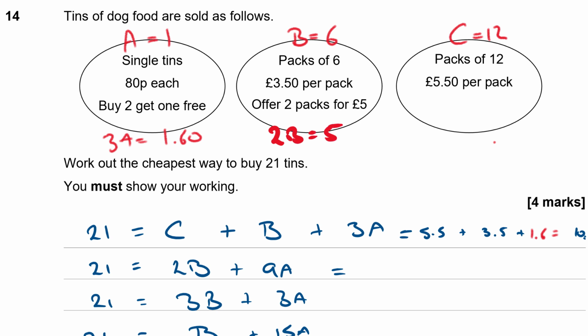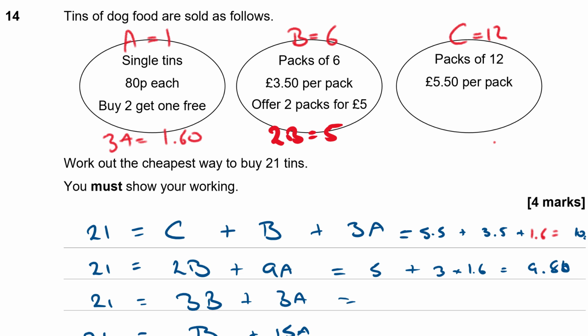So 2 Bs would be £5 plus 9 As. That would be 9 lots of, well, that's 3 lots of 3A, isn't it? So it's going to be 3 lots of £1.60 then. So 3 160s, 320, 480, £5 is £9.80. So it's a little bit cheaper. It's cheaper so far, £9.80.